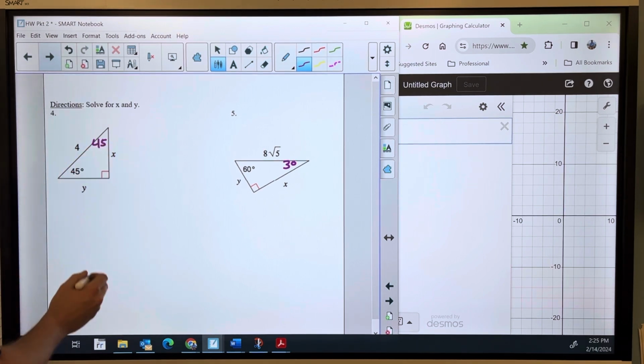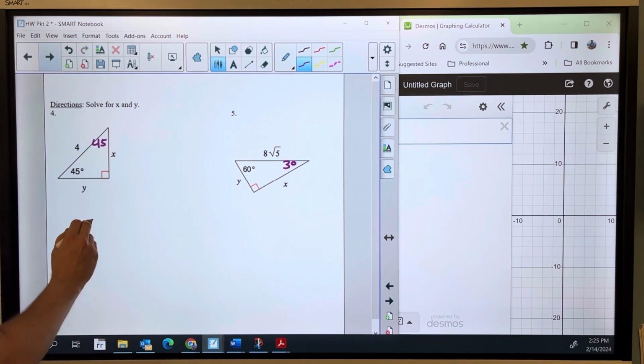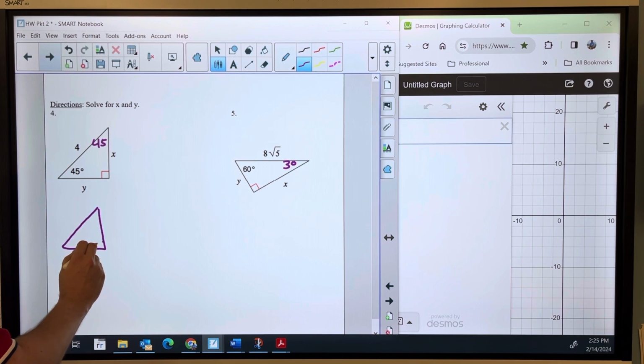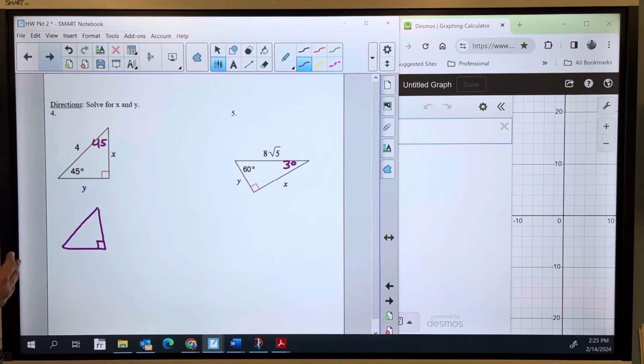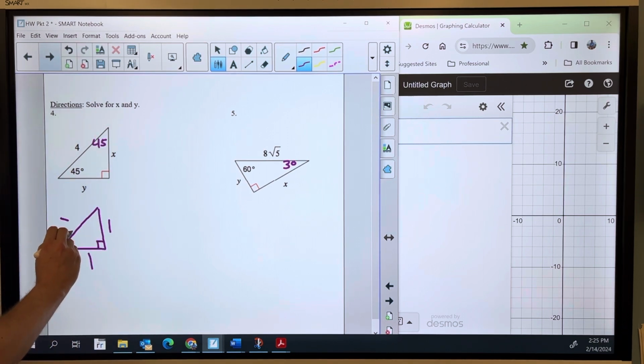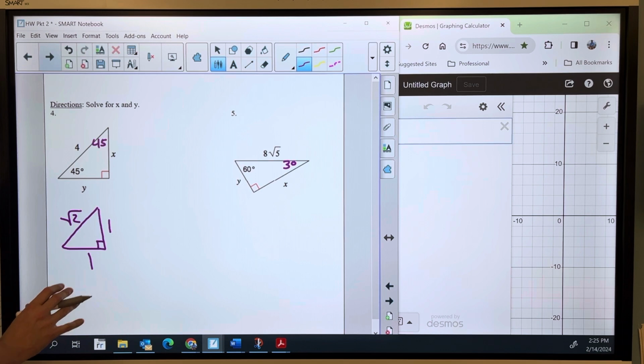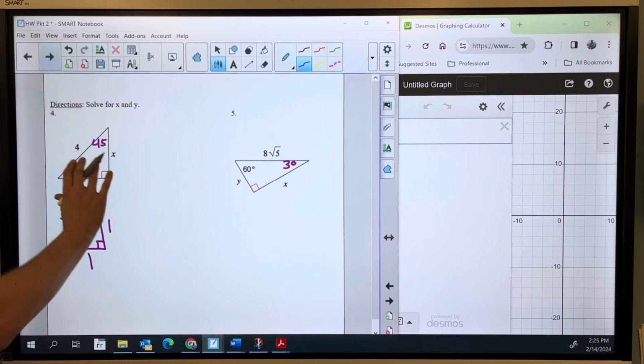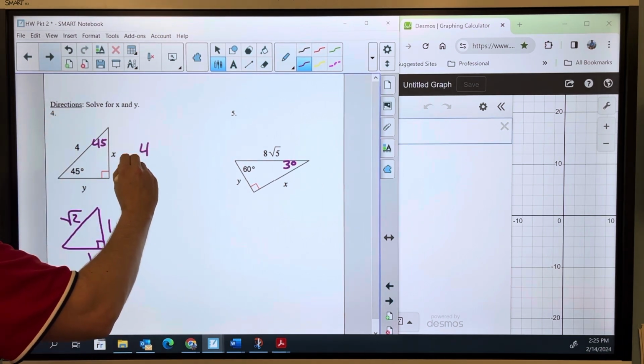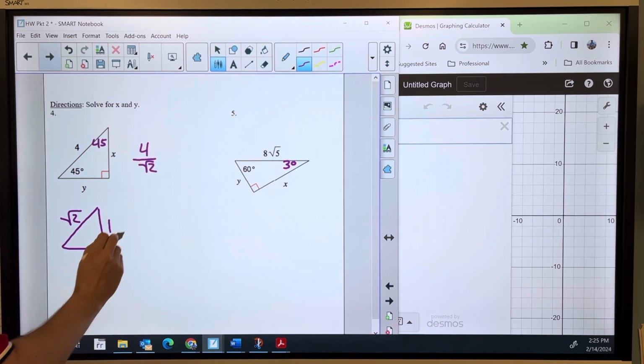Looking at this first one, I know the hypotenuse, and I'm looking for the sides. What I always go back to is the base triangle, the unit 45, 45, 90 triangle: 1, 1, square root of 2. I can set up my proportion and solve. I can also just take that 4 and divide it by square root of 2 to move back.